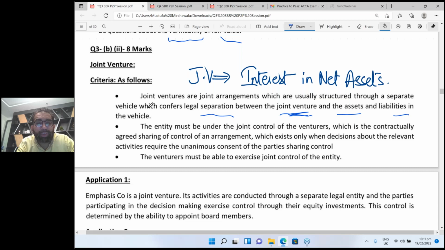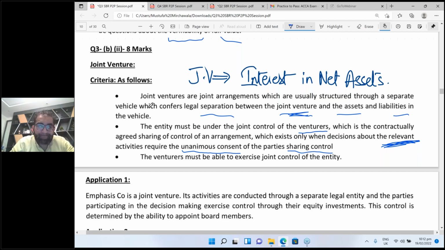The entity must be under joint control of the venturers. Yes, they have joint control. The investors have joint control, which is the contractually agreed sharing of control of an arrangement, which exists only when the decisions about the relevant significant activities require the unanimous consent of the parties sharing control.